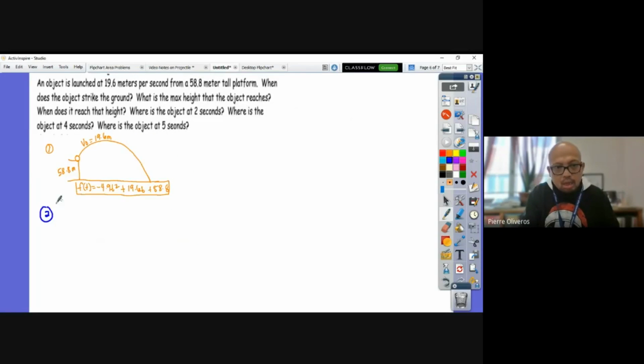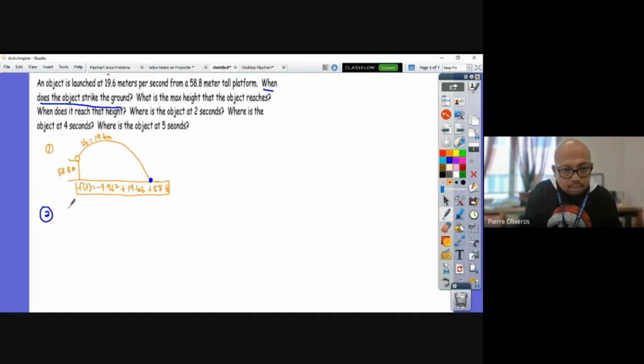Number two, we're going to find the zero here, this x value here, because the question is: when does the object strike the ground? So when does it hit the ground? We're going to get the x-intercept. We can use the quadratic formula, factoring if it's factorable, completing the square, and everything.